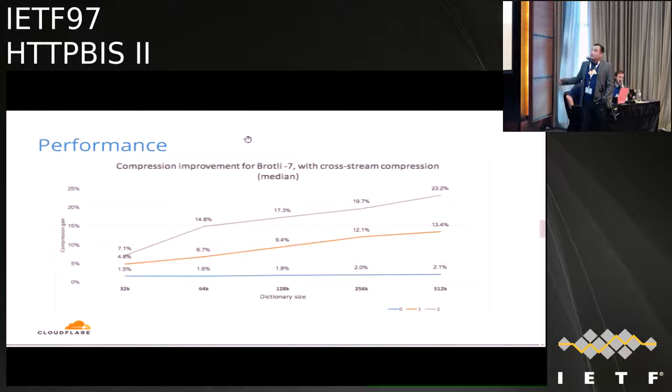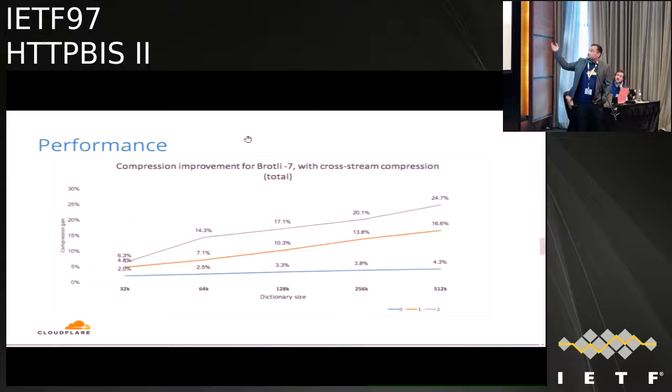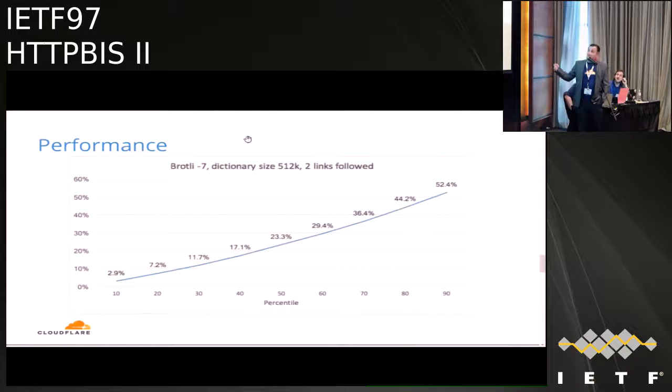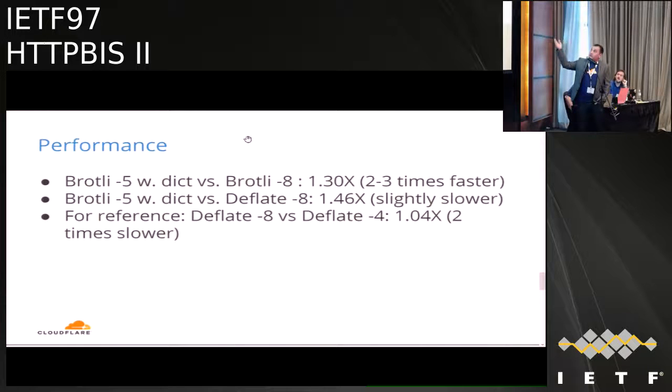And those are the median numbers, they're similar. And next is the total. It's very similar. We see almost 25% for the total of those 2,000 sites that we saved. And here it is by percentile. We can see at the 90th percentile, the savings are 50%, which means we actually saved 2x, it's half the size of the original data, just thanks to using the dictionaries. And although I report -7 numbers, they're absolutely the same for -5, -6, whatever. It's very similar numbers.